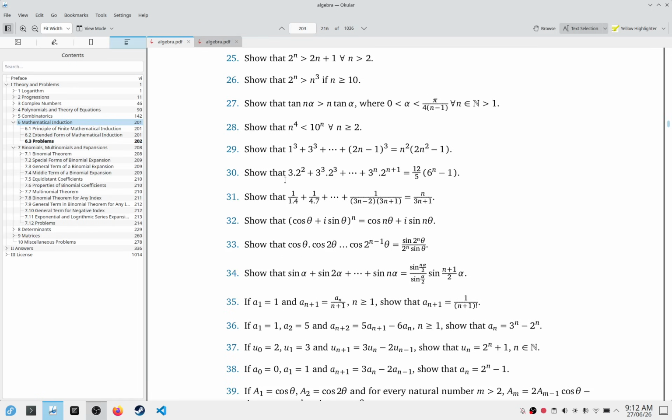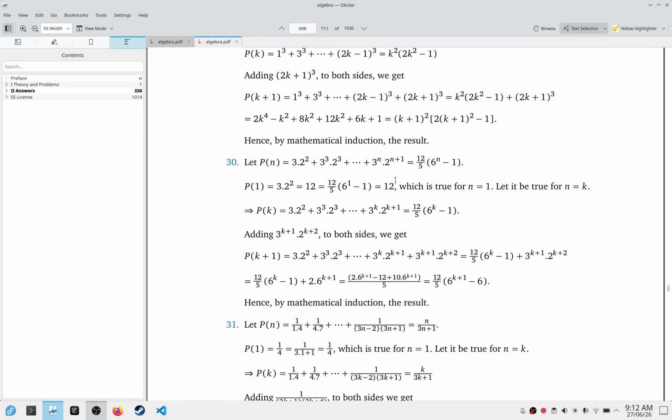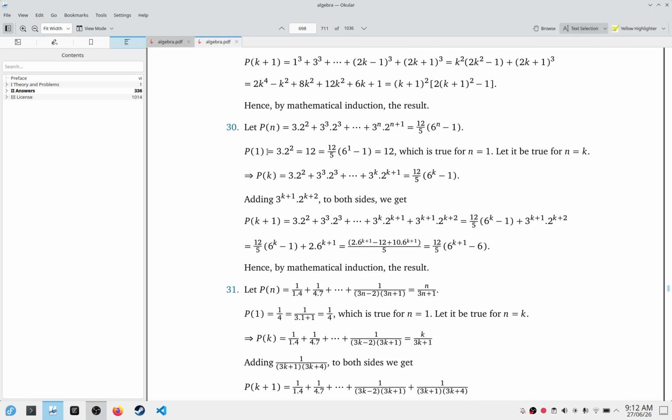Question 30 says: show that 3 times 2 squared plus 3 cube times 2 cube and so on up to 3 to the power n times 2 to the power n plus 1 is equal to 12 by 5 times (6 to the power n minus 1). So we let the given expression be Pn as usual, and we compute P1. The left hand side is 3 into 2 squared, which is equal to 12, and the right hand side is 12 by 5 multiplied by (6 minus 1), which is also 12. So it is true for n equal to 1. Let it be true for n equal to k.